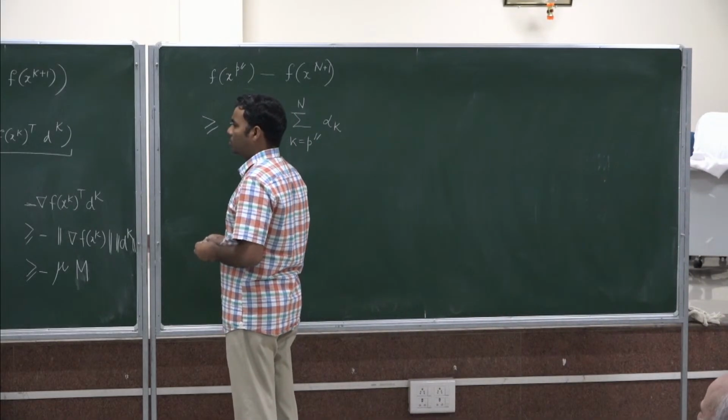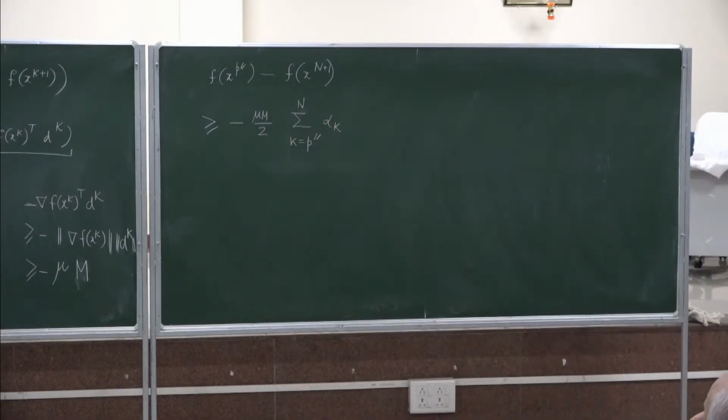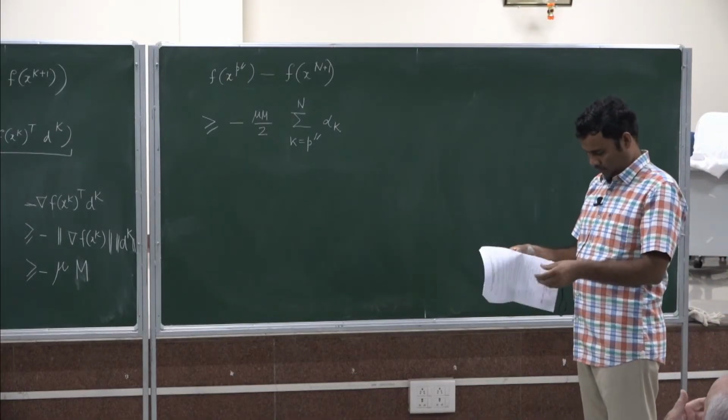How to show this one? Am I missing some point? Let me check. There is something I don't understand.